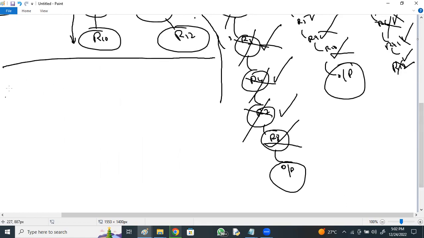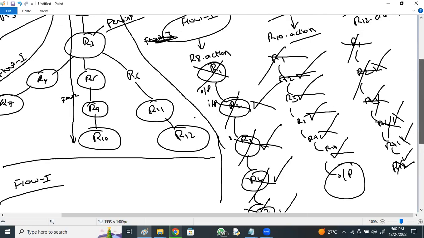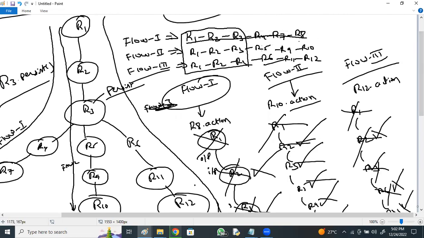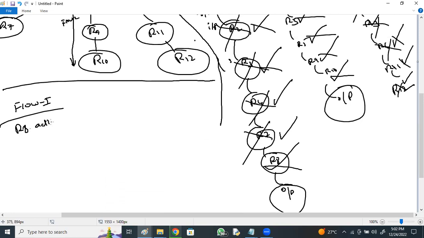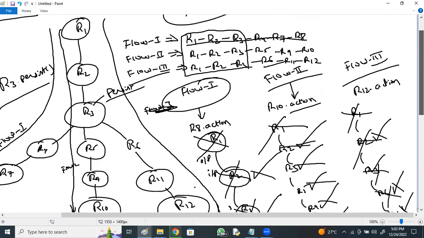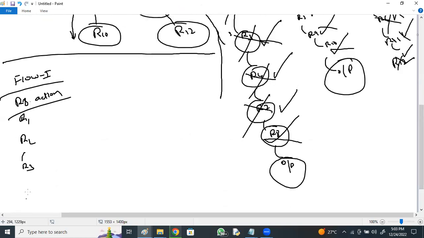Now flow 1 execution. Flow 1 means what? I should say action on what? Everyone try to answer. R1, R2, R3, R4, R7, R8. R8 dot action. Whenever I say R8 dot action, R1, R2, R3, R4, R7, R8.